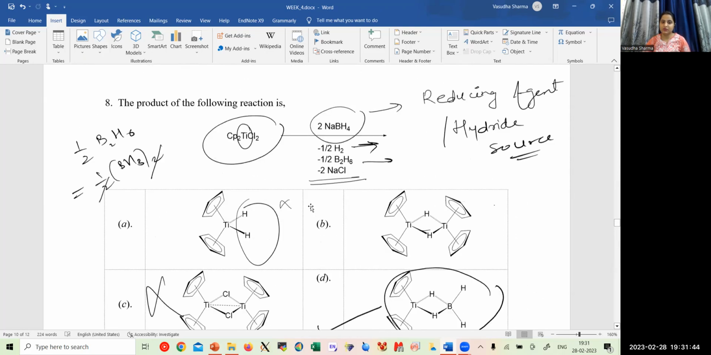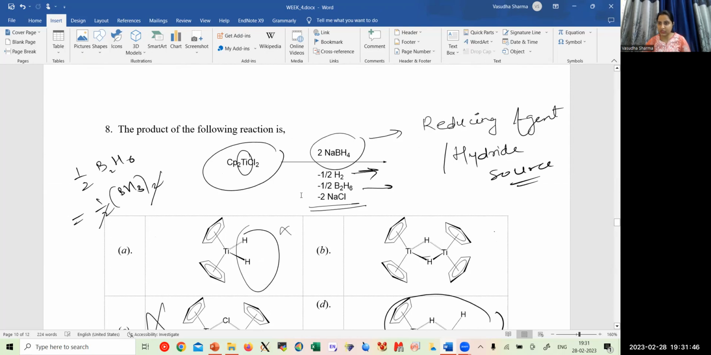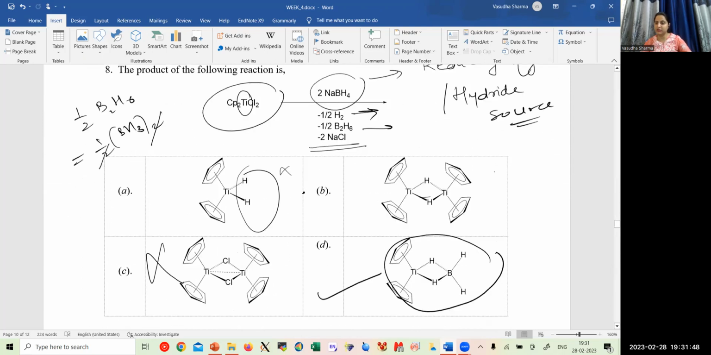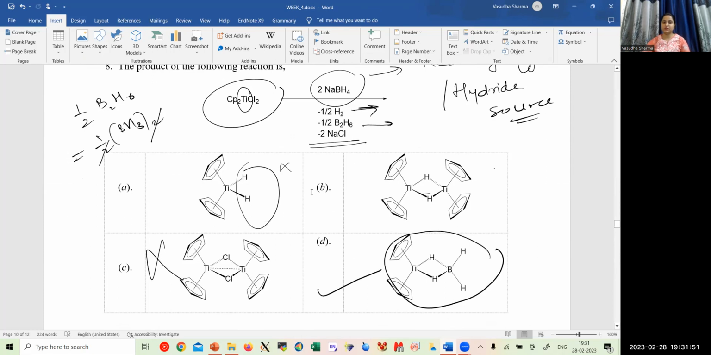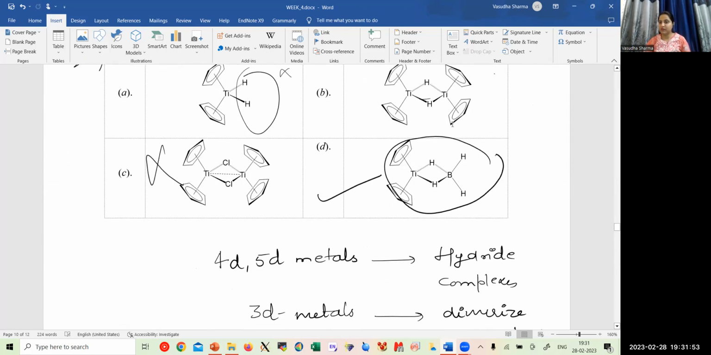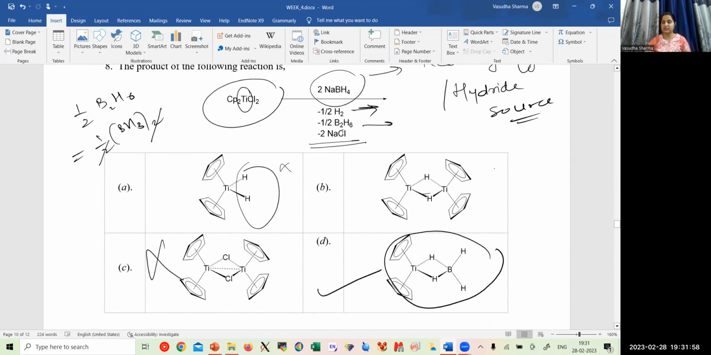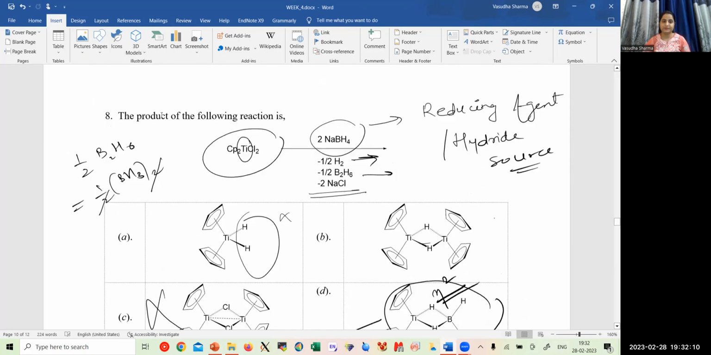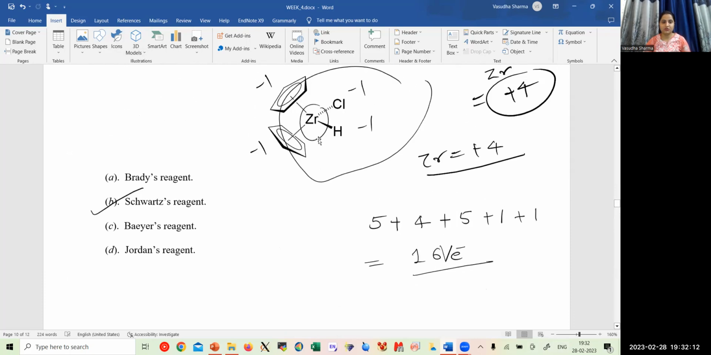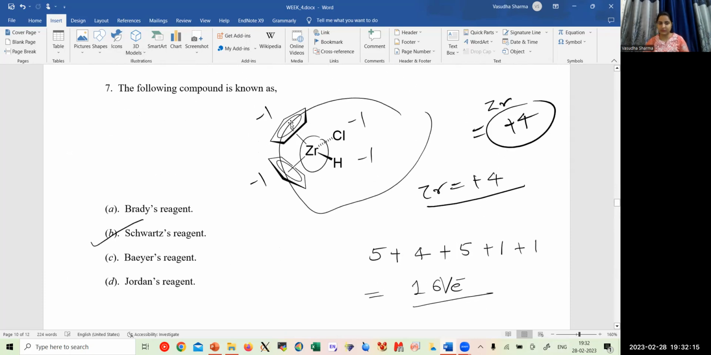Similarly, here we saw how the 3d metals will not give you the direct hydride complexes. They will get dimerized, or with the loss of H2. But what kind of dimer is going to form, because all the H has been taken away, only the BH4 is left, which will be coordinating with your metal in eta 2 fashion. So this is an eta 2 fashion where two H are binding to titanium. Also, we saw something where we just need to name this particular compound.